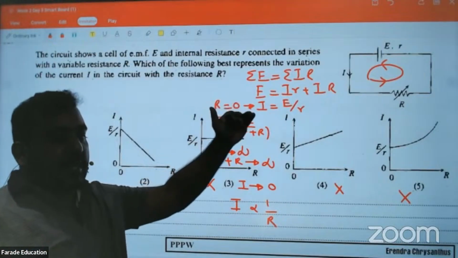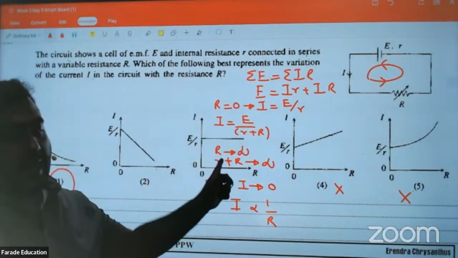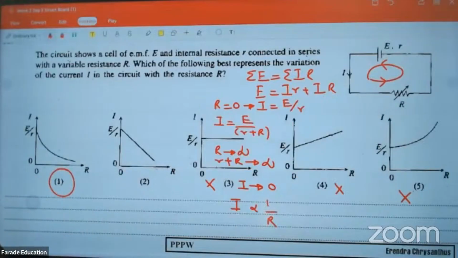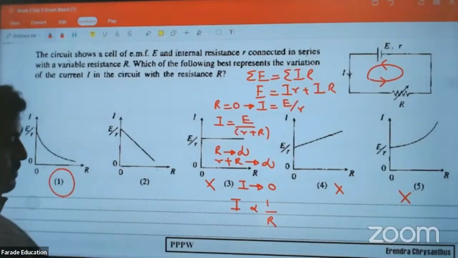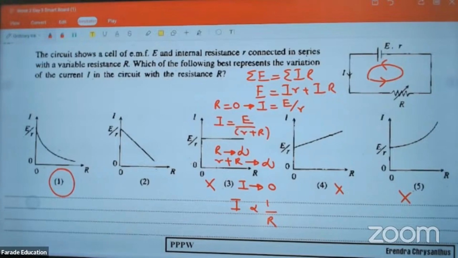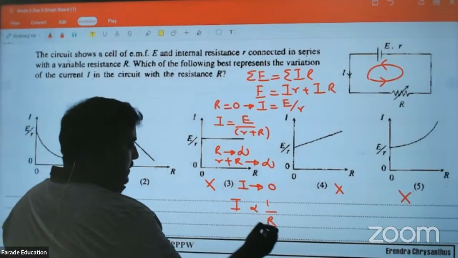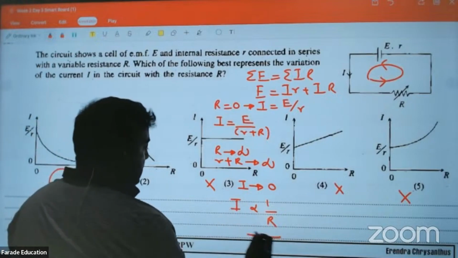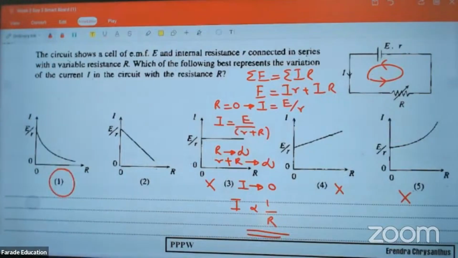We can check the current when R is equal to 0 and when R is tending to infinity. From this we can build the basic relationship, because current is inversely proportional to resistance R.